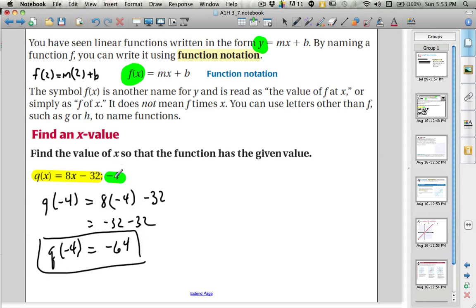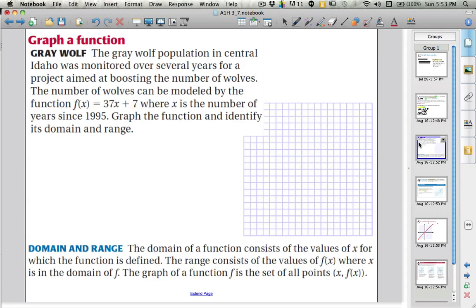Okay, so it isn't that what we do has changed, but the way we're writing it and the way we're talking about it has changed a little bit. If we take a look at another problem, the gray wolf population in central Idaho has been monitored for several years for a project aimed at boosting the number of wolves. The number of wolves can be modeled by the function f of x is equal to 37x plus 7, where x is the number of years since 1995.